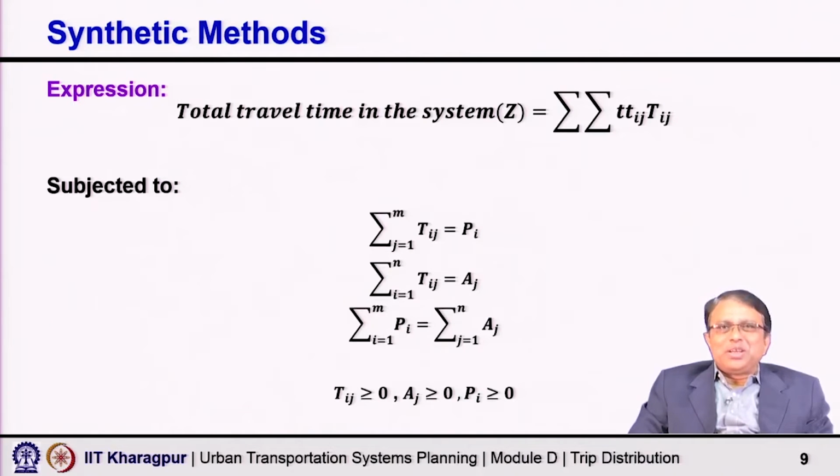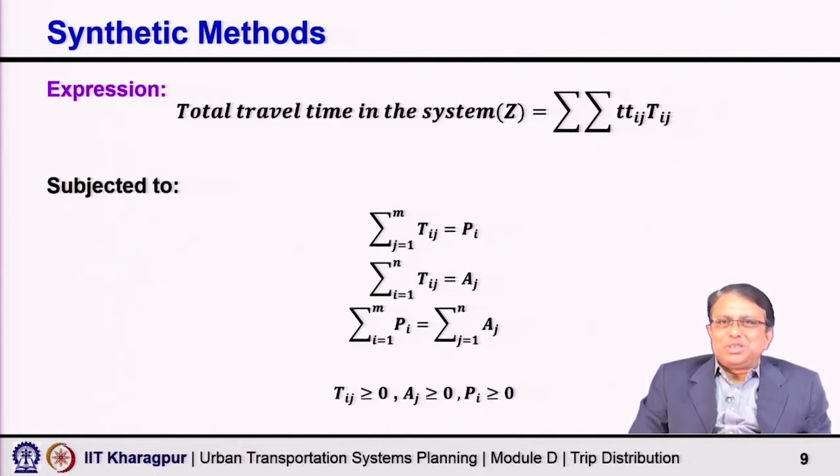There also I mentioned about this. So, all these constraints are to be satisfied. These are the boundary constraints which one has to satisfy. Also, the T_ij value has to be greater than 0, travel time cannot be negative. A_j, all attractions have to be greater than or equal to 0, non-negative. All productions have to be greater than 0, non-negative. So, that gives you a formulation, linear programming formulation.